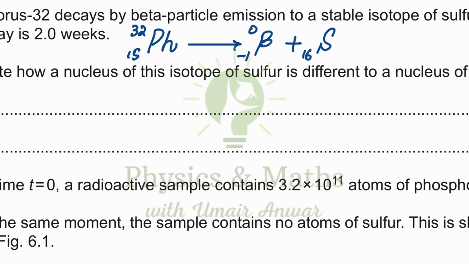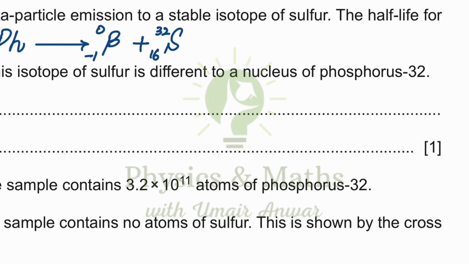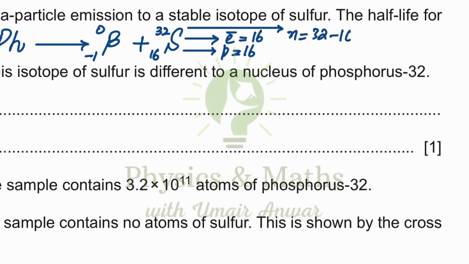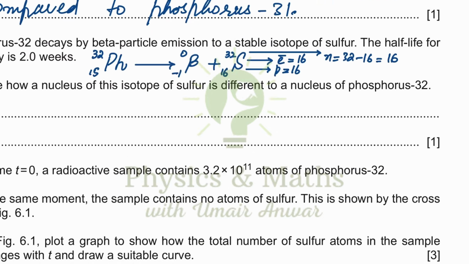So it would become 16 and the mass number would remain the same. So it would be 32. Now, the details of the sulfur are 16 protons, then it means we have 16 electrons, and for the neutrons we have 32 minus 16 equals 16 neutrons. So this is the composition of a sulfur atom.